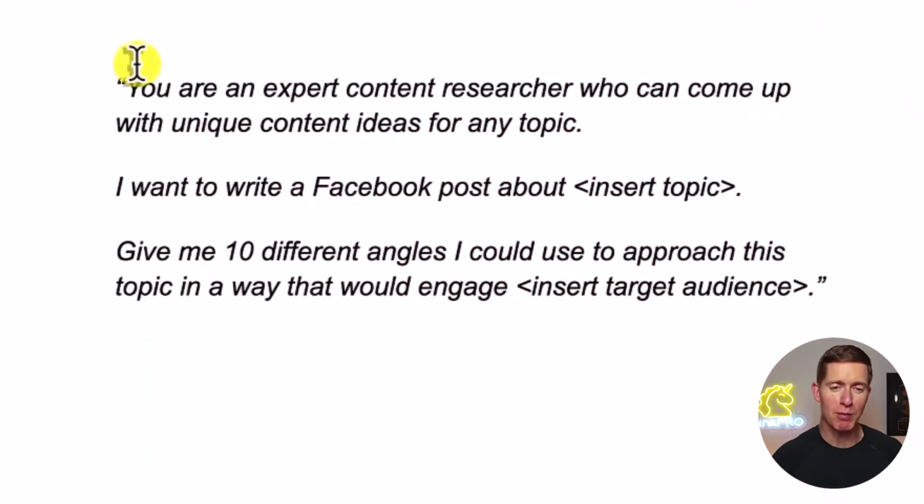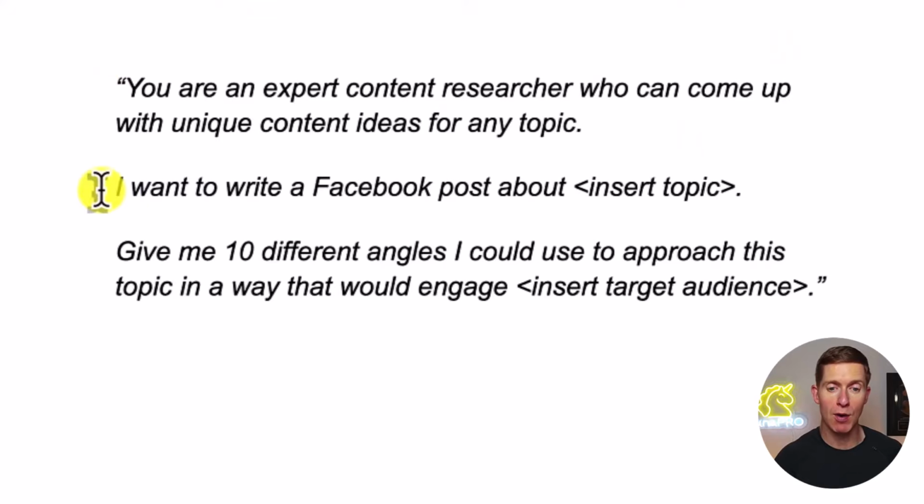Well, how do you do that? Here's where AI becomes very, very useful. Take a look at this prompt that will help you generate all kinds of unique angles or spins on the trending topic that you identify. So the prompt goes like this. It says, you are an expert content researcher who can come up with unique content ideas for any topic. So this first statement here is providing the role of the AI. It's telling the AI what its role is.